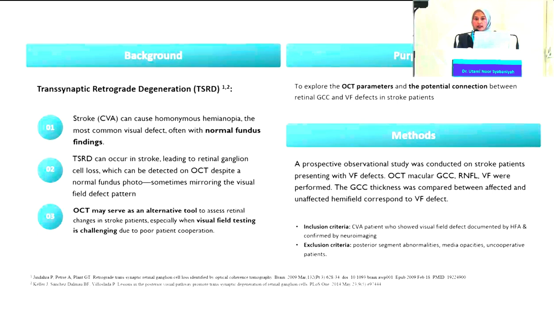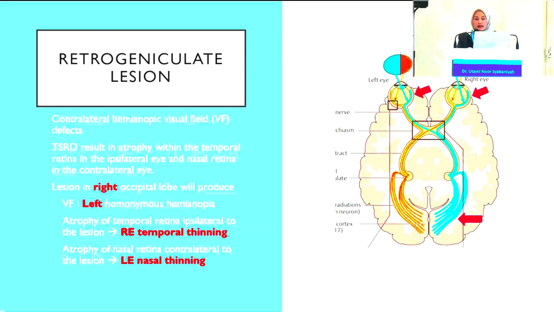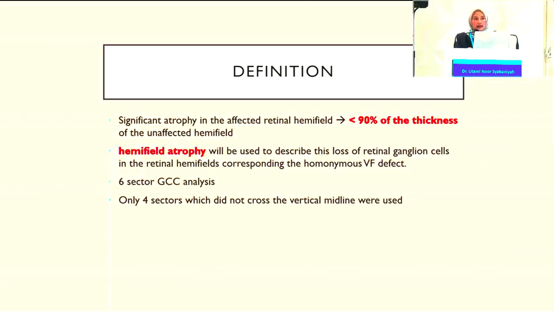Our purpose of this study is to explore the OCT parameters and the potential connection between the retinal GCC and visual field defect in stroke patients. So we prospectively observed stroke patients with visual field defect, and we analyzed the macular GCC and retinal nerve fiber layer using OCT. We use the term hemifield atrophy to describe the loss of retinal ganglion cells in retinal hemifield corresponding with the homonymous visual field defect.